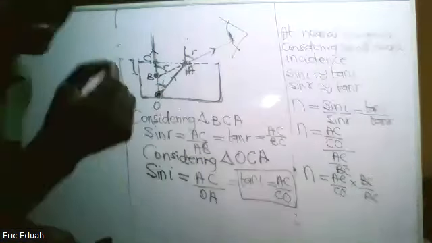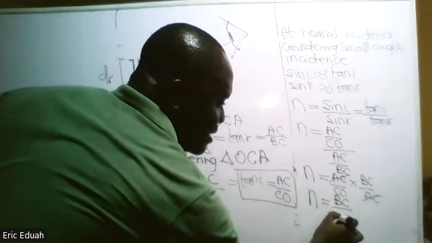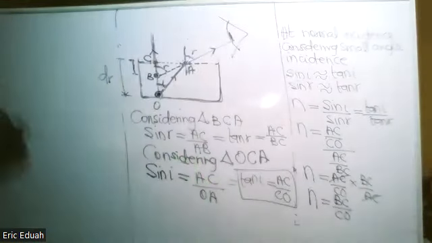Okay. So when you take this ratio, AC would cancel out. Therefore, refractive index will be equal to BC over CO. Now, what we are considering is absolute refractive index.